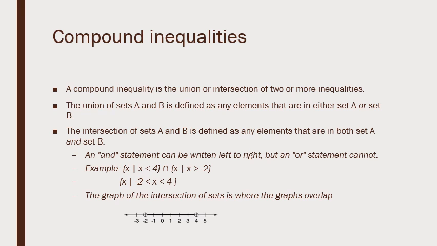So when I wrote the intersection of these two sets, I can write it as a compound inequality instead of as the intersection of the two individual inequalities. And the graph of the intersection of these sets is where the graphs overlap. So you can imagine all the values of x that are less than 4 would go on forever in the left direction. All those that are greater than negative 2 would go on forever in the right direction. But the ones in the overlapping set are only going to be between negative 2 and 4, and they are not going to include negative 2 and 4, so the dots will be open.